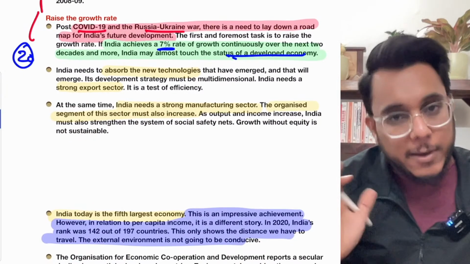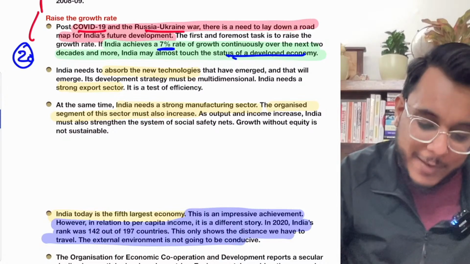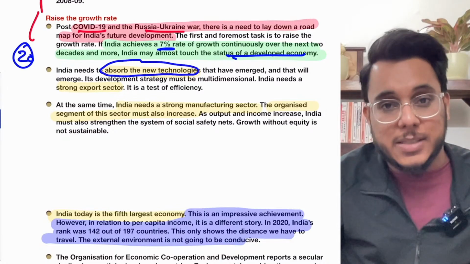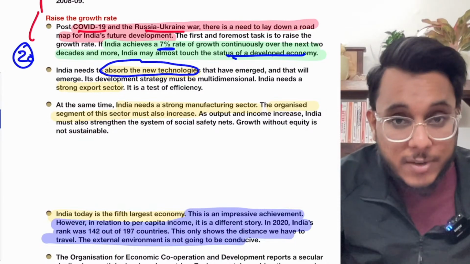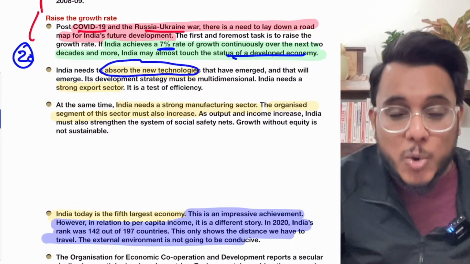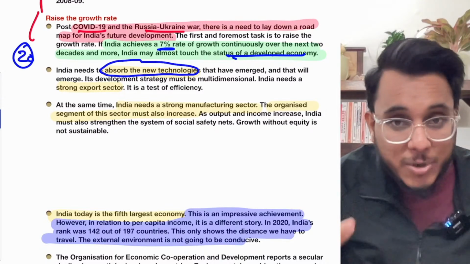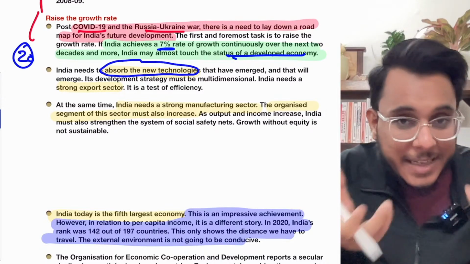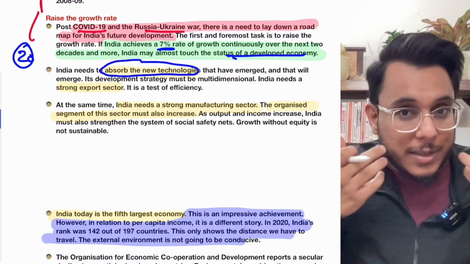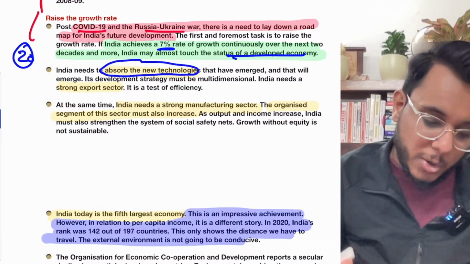Okay, so what do we need to do? First of all, we need to focus on absorbing the new technologies that have emerged. Now you see: renewable energies, self-driven cars, artificial intelligence, machine to machine communication. These are the new technologies that are emerging. So India needs to absorb them and needs to become a niche market of these particular emerging technologies.